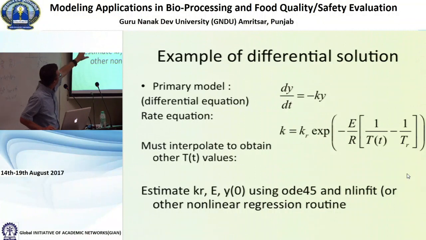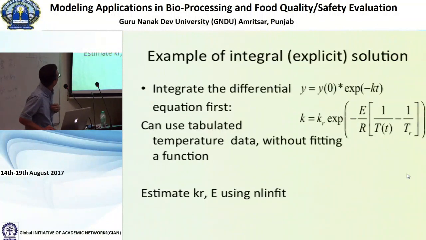So here's the primary model, which is an exponential decay, and this is typical in food science. You have exponential decay, and you have a rate that changes with temperature, and you want to estimate k, E, and y0. So y0 is your initial y, k is your rate, kr, and E is your activation energy.